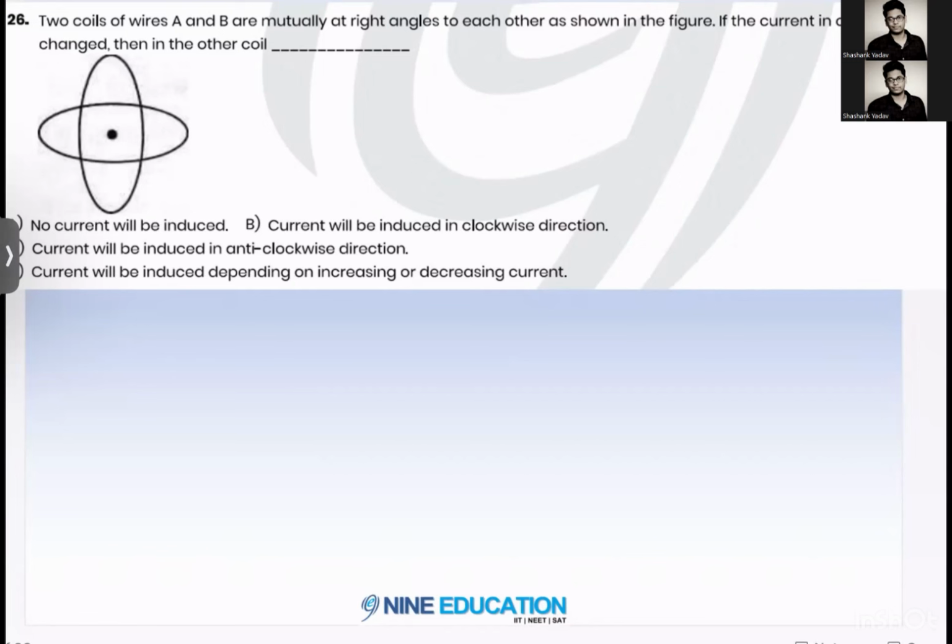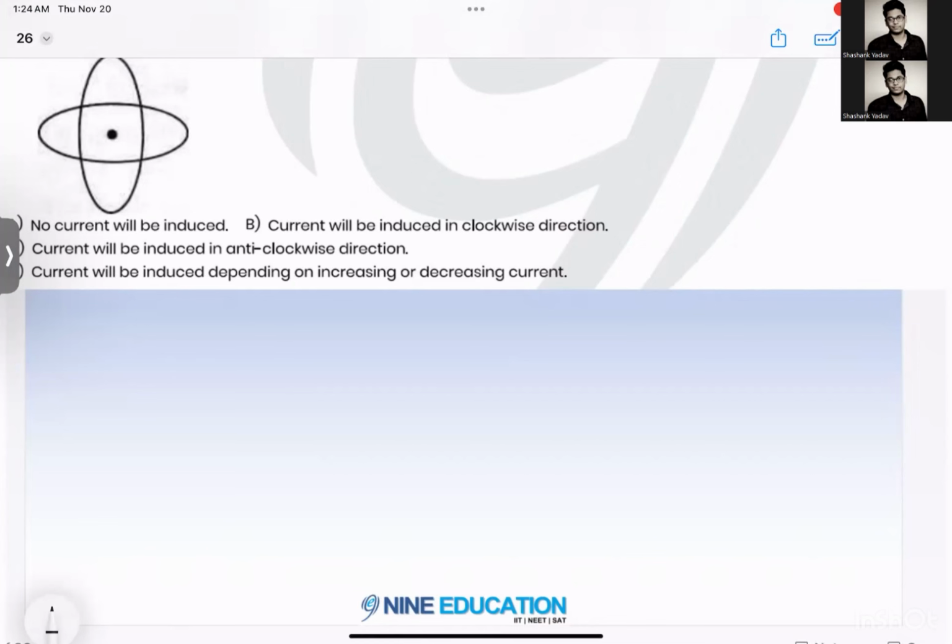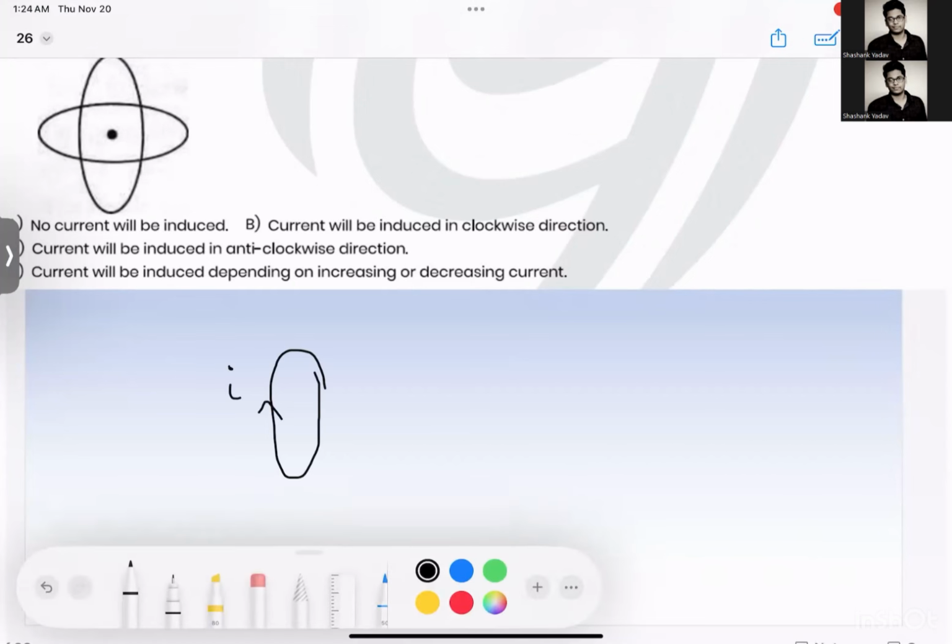So if you see here, let's say we change the current in the coil that is in the vertical orientation like this. If we change the current in this coil, then we know that the magnetic field in this coil, if you use the right hand thumb rule, is going to be in this direction. Now, if I is changed, then B will be changed.